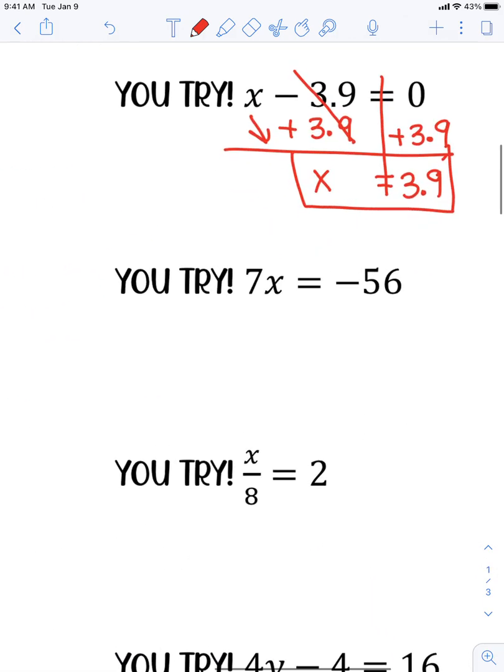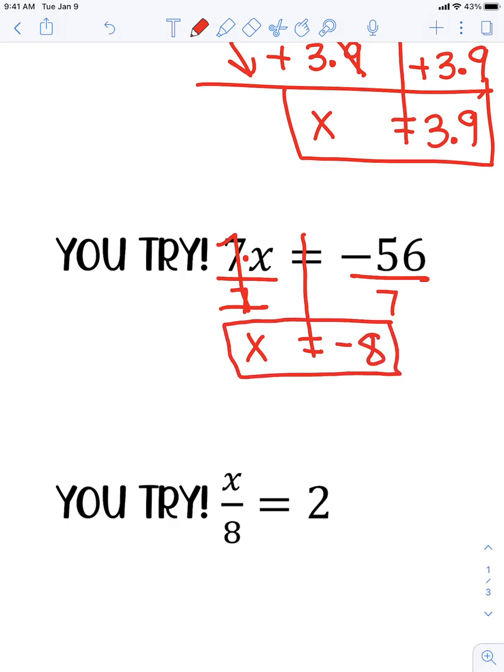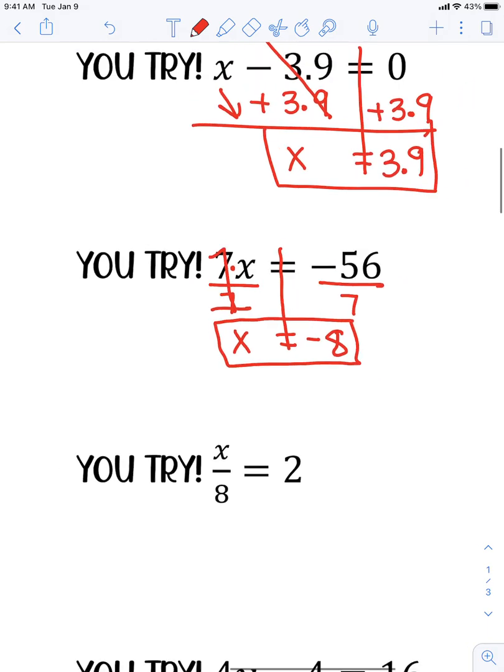Okay, so I want you to try this one. So you should have drawn a line through the equal sign, and you see that we're multiplying by 7. So you should have divided both sides by 7 to keep it balanced. 7x divided by 7. Again, the 7's make a 1. You're just left with a 1x. And negative 56 divided by 7 is a negative 8. And again, you can always check your answer if needed.